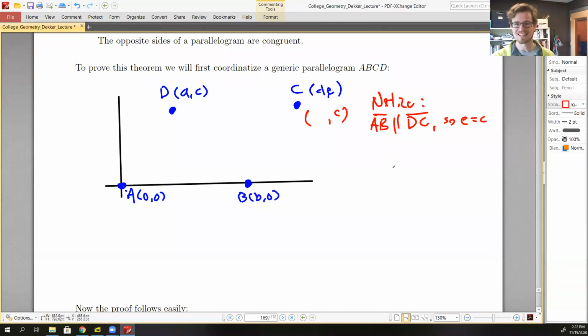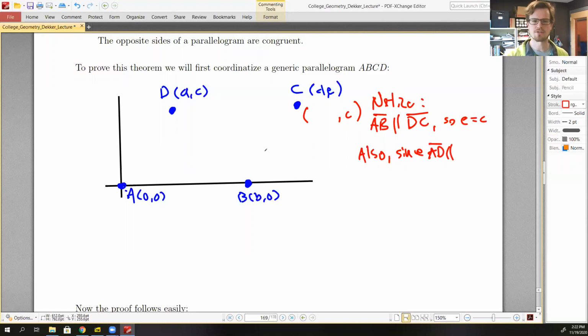Now, something a little bit less obvious. We'd like to say that we know what's supposed to be here, but it actually takes a moment for us to be able to say what it is. I'm going to need a little bit more room there. There we go. So also, since we have that AD is parallel to BC, that tells us we have two parallel lines and that the slopes of those lines are the same. So the slope of the line containing A and D is equal to the slope of the line containing B and C.